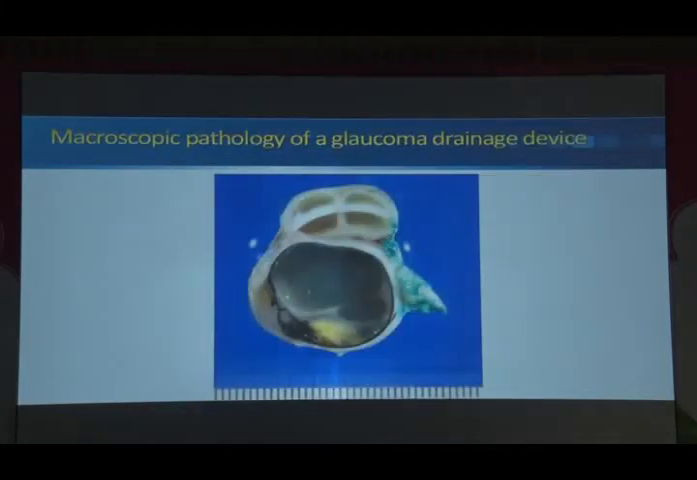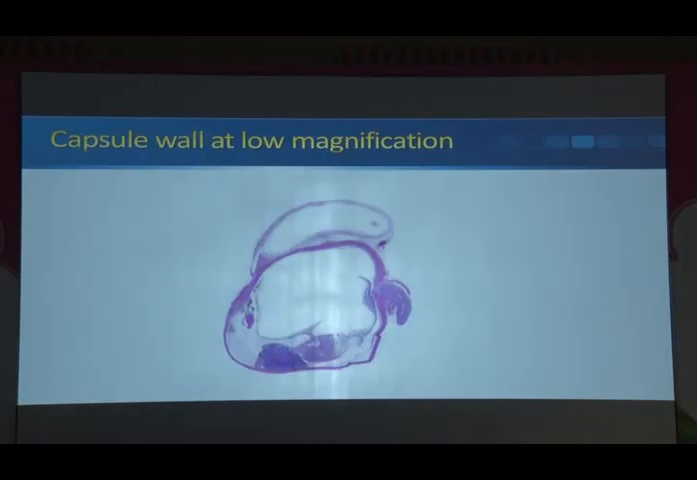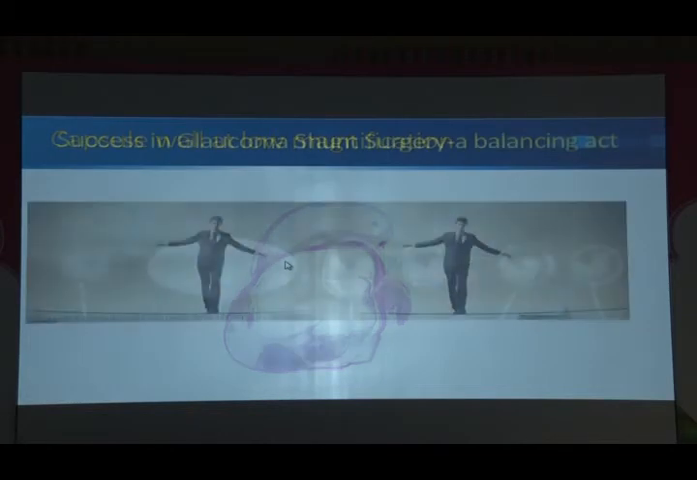So here's a human eye, an unfortunate child with a medulloepithelioma who underwent a shunt device. What you see here is the glaucoma drainage device and the shunt, the capsule forming around the shunt, and also the tissue forming in the holes in this Baerveldt shunt. If you look at this microscopically, you can see a nice fibrotic wall around the shunt, and we'll talk about that a little bit more.